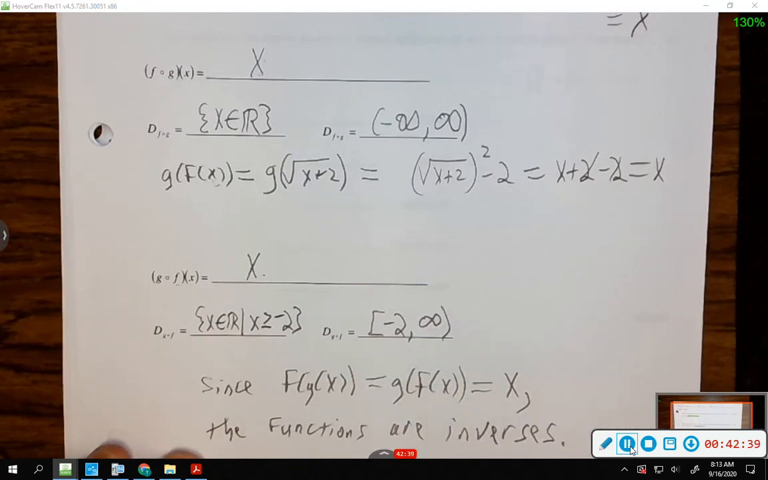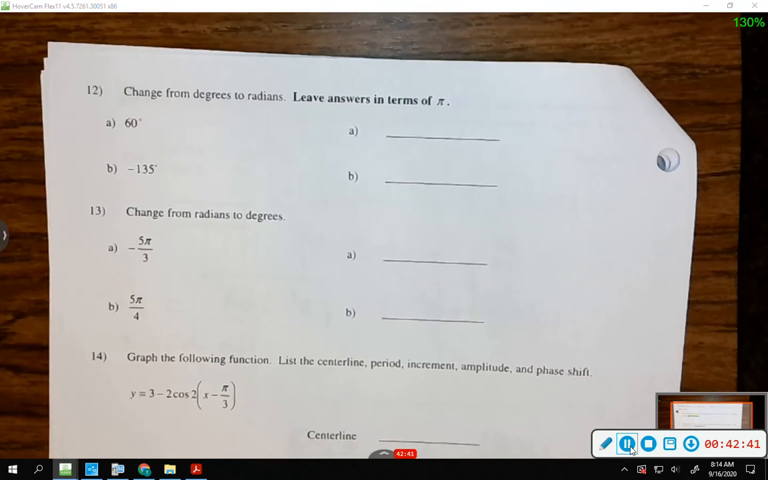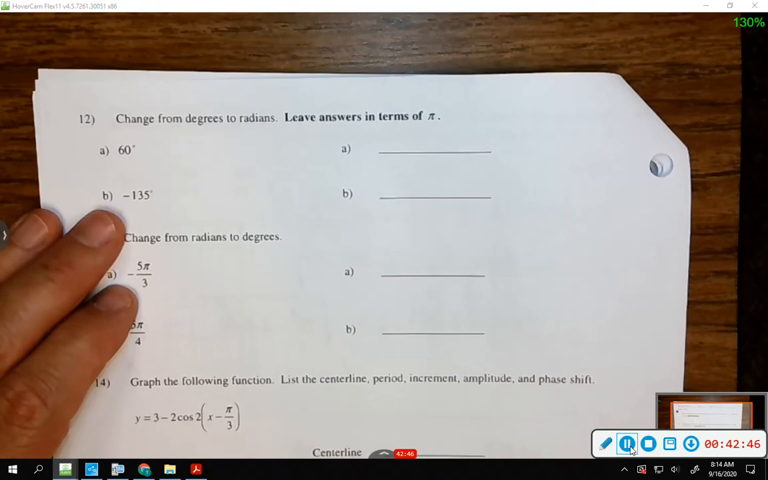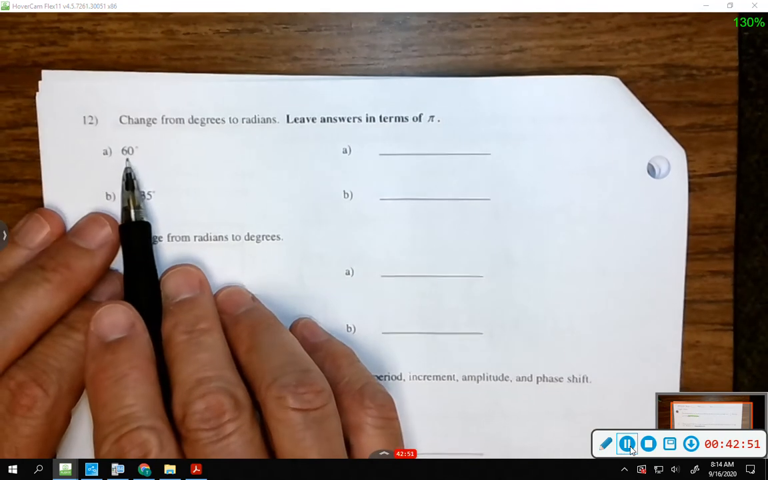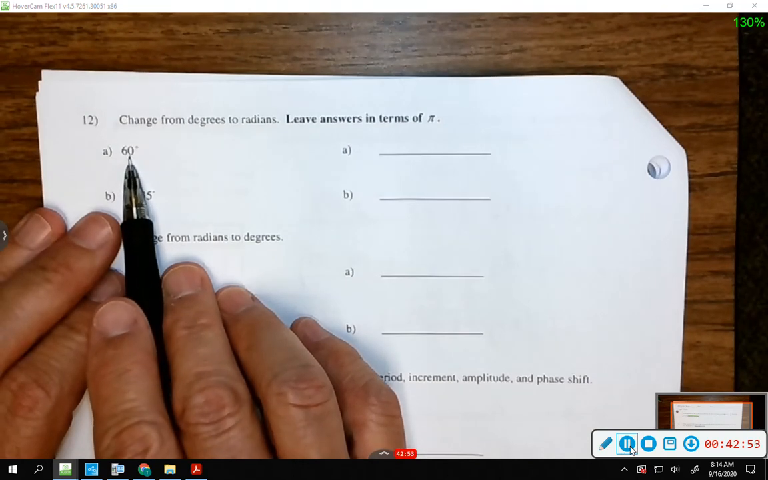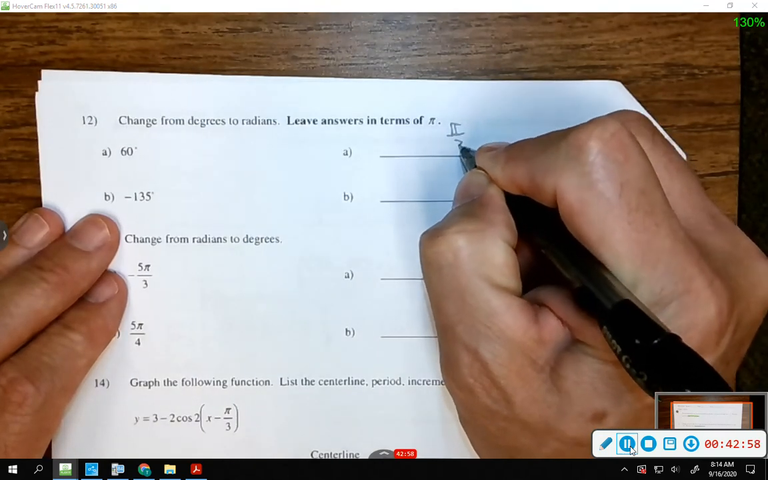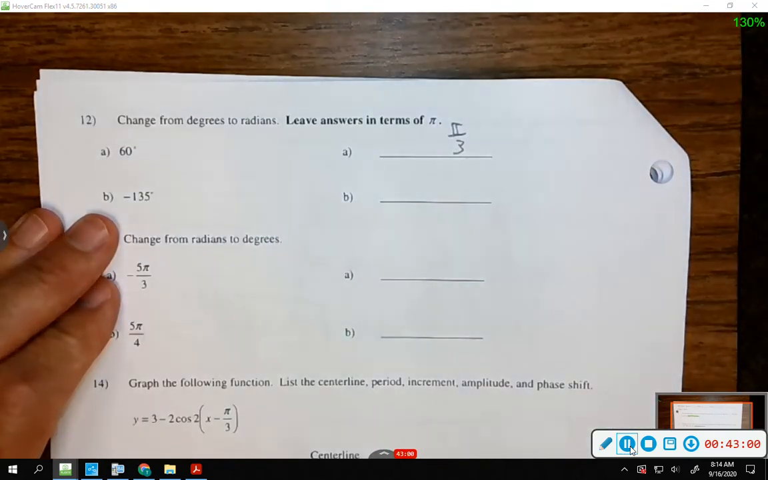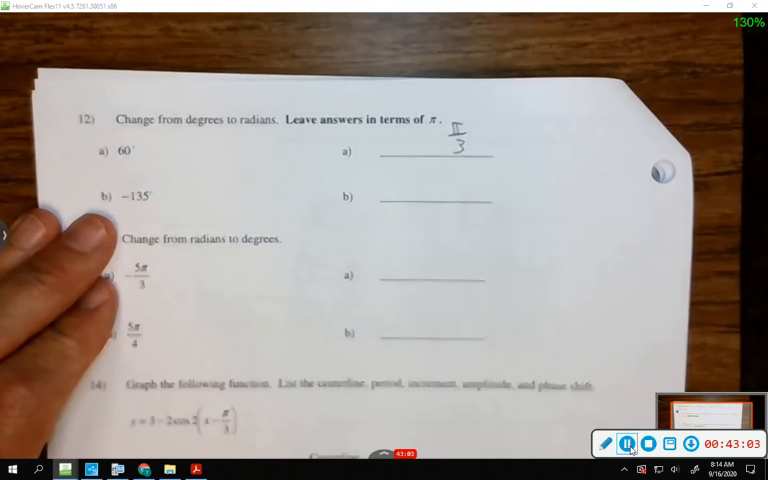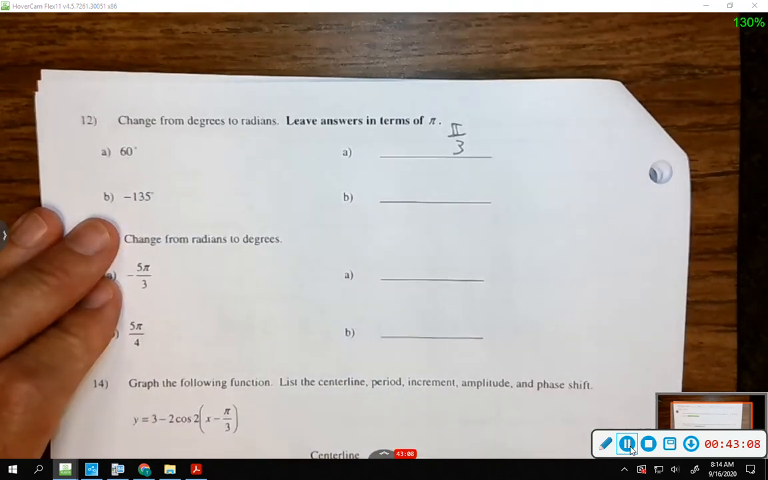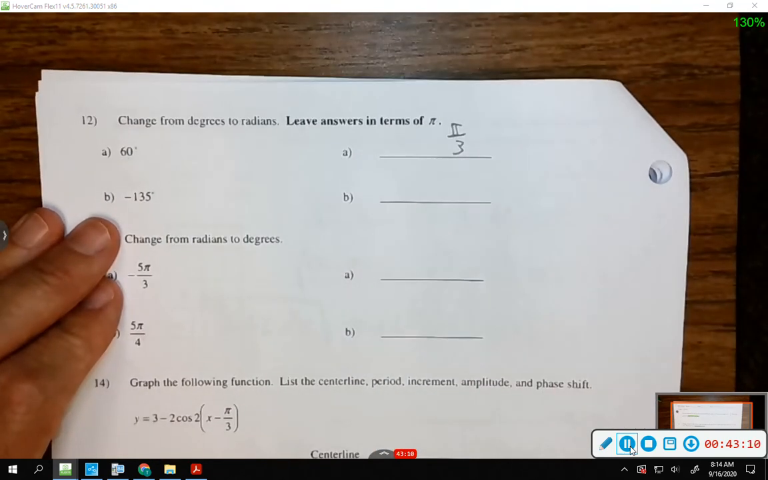Then we go to a little bit of trig, where we're changing from degrees to radians. Leave the answer in terms of pi in both of these, so do not give a decimal answer. It'll be a non-calculator question. 60 degrees, I would expect that you can recognize that as pi over 3. If this was 120 degrees, it'd be two 60-degree angles, so 2 pi over 3. If this was 210 degrees, that's 7 30-degree angles, 7 pi over 6. I want you to be able to convert them that quickly.